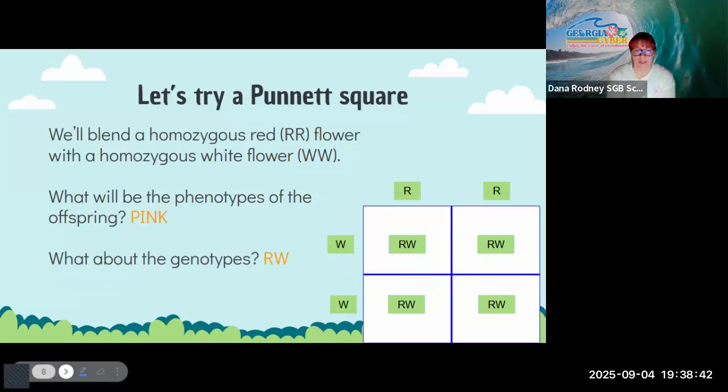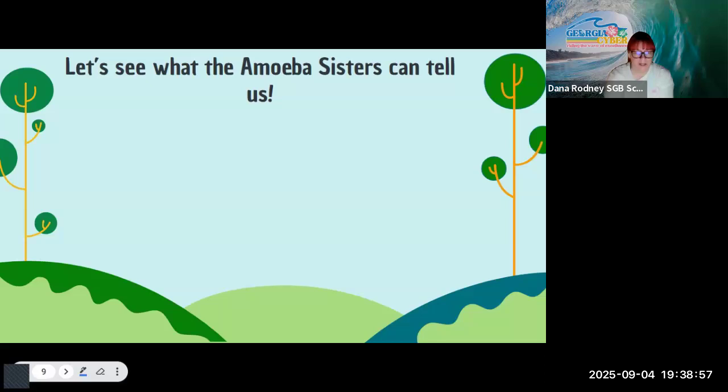So you can see here, this is what our Punnett square looks like, written out a little bit more clearly, and our answers, capital R, capital W for our genotype, because it is the heterozygote. Remember, hetero means different, so it's the mixed one.